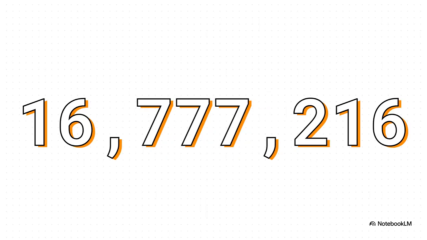And here's where it gets really wild. When you multiply those 256 possibilities for red by 256 for green and 256 for blue, you get this: over 16.7 million distinct colors. That's the entire palette of your screen, all described by that simple 6-digit hex code.